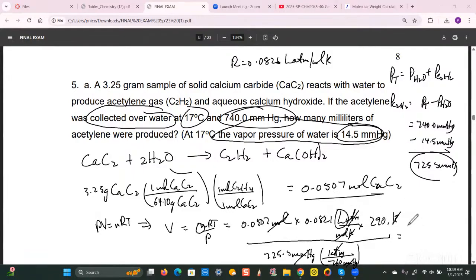So let me just do the number crunching now. 0.0507 times 0.0821 times 290, and then divide that by 725.5 divided by 760, and then according to my calculations, rounded off to 3 sig figs, the final answer would be 1.26 liters. And that's how that is done.